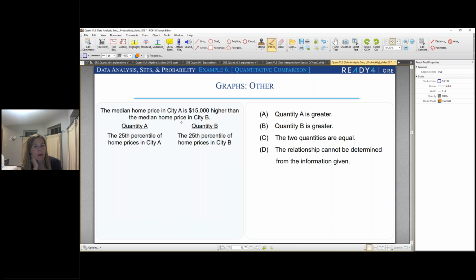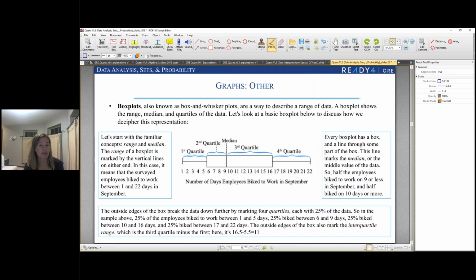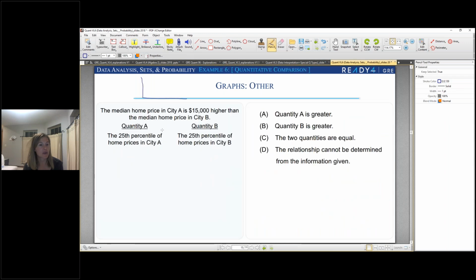And just to be clear about percentiles, I'm pretty sure you guys know this, but a percentile is how many houses were cheaper, how many people did worse. So this here would be the 25th percentile. That means that 75% of people bike to work more than that, and 25% of people bike less than that. So in this case, the 25th percentile of home prices in City A means that 25% of houses are cheaper than that. Okay, all right, so take a minute on this one, and your time starts now.